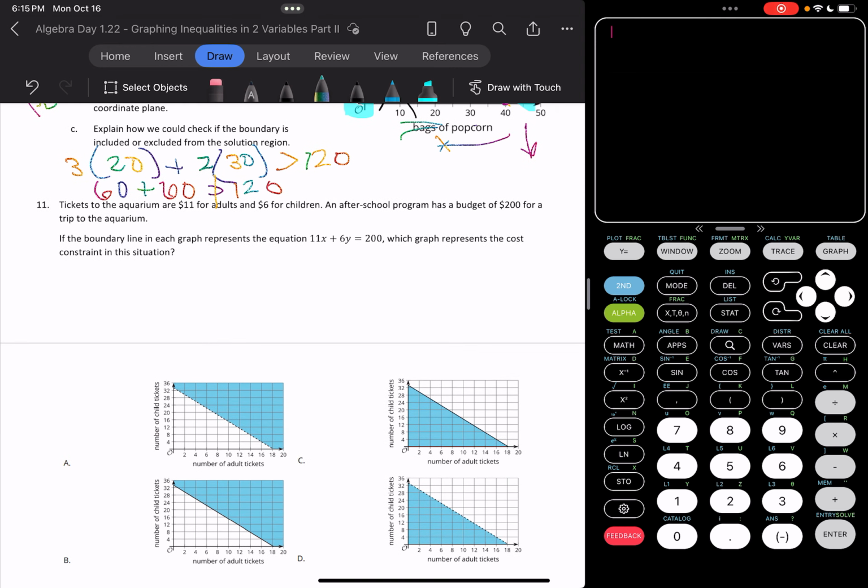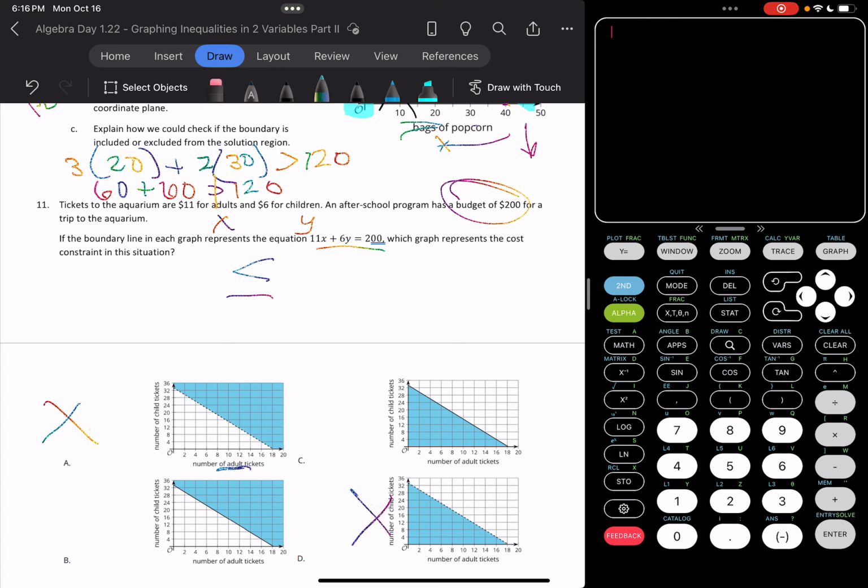All right. Tickets to the aquarium are $11 for adults and $6 for children. All right, I'm going to look at my graph. I see that adults is my X. I'm just going to mark that for myself. And children are Y, because that'll help me to figure this out. An after-school program has a budget of $200 for a trip to the aquarium. If the boundary line in each graph represents the equation 11x plus 6y equals 200, which graph represents the cost constraint? All right, so budget means less than or equal to. So it's or equal to, which means we should have a solid line. That helps me to go ahead and eliminate A and D because those have dotted lines as answers.